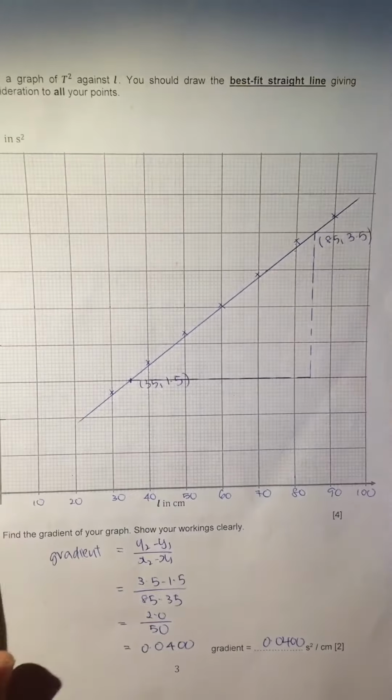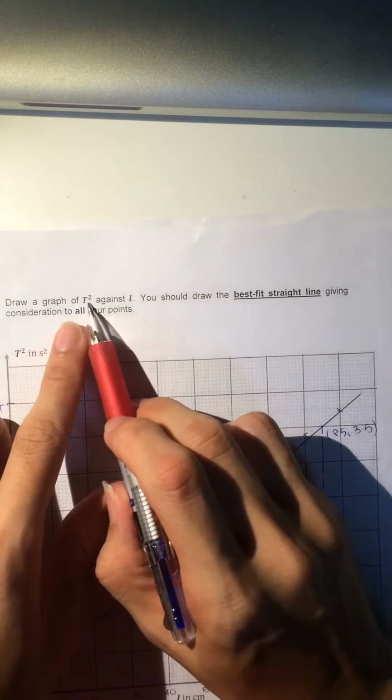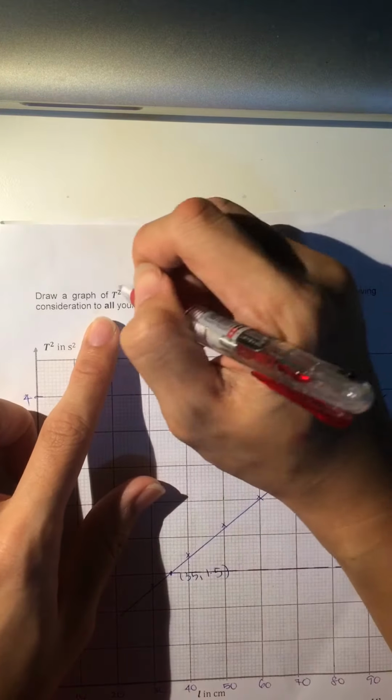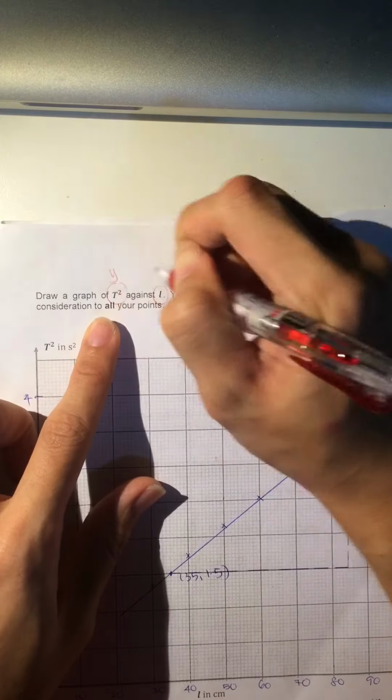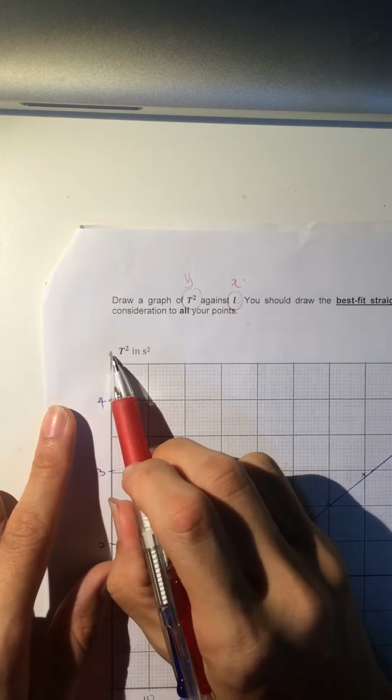Now let's look at the graph. I'm supposed to plot a graph of T square against L. Please take note, T square against L, this is Y, this is X. That means this is the Y-axis, T square is here. This is the X-axis, L is here. When I mark, I am going to check.